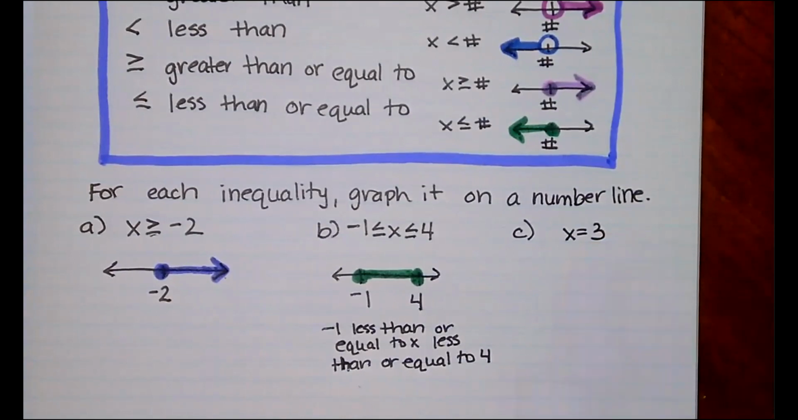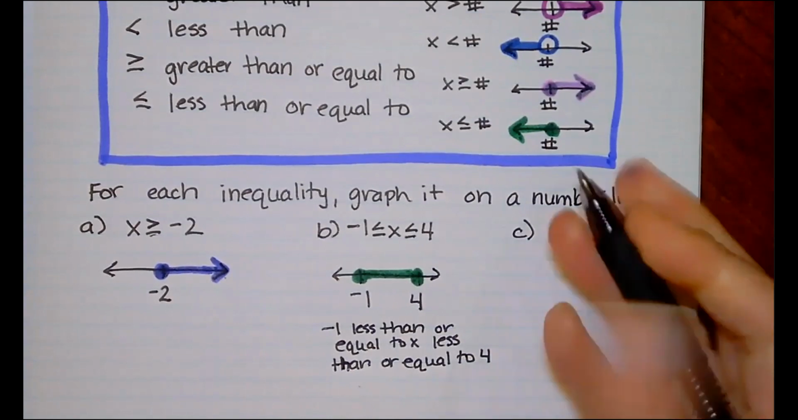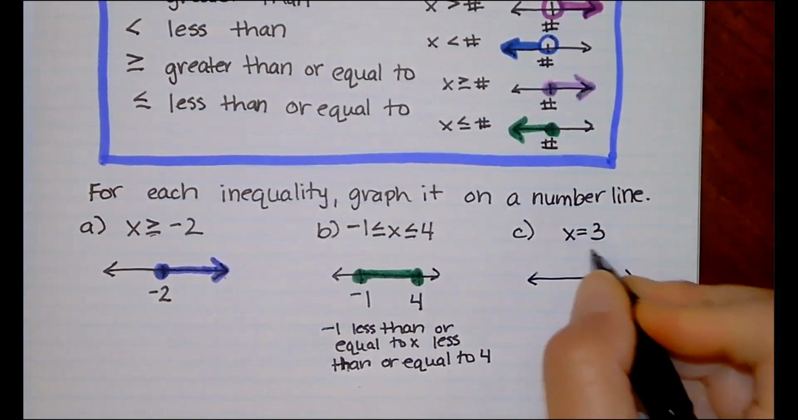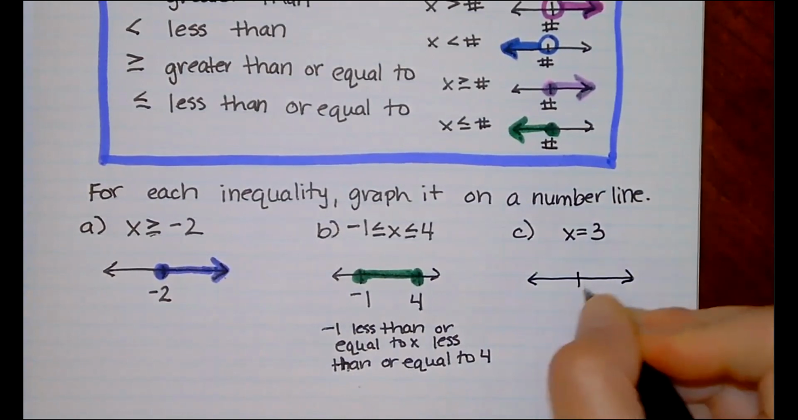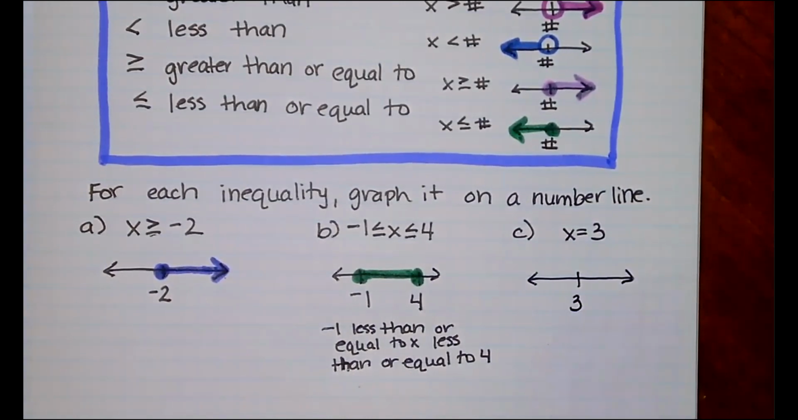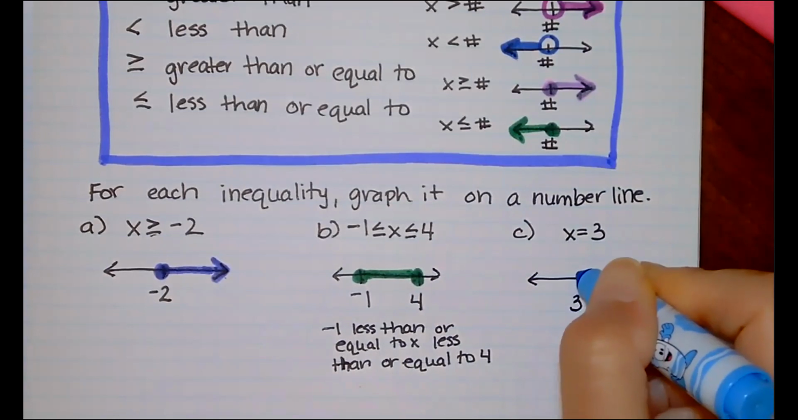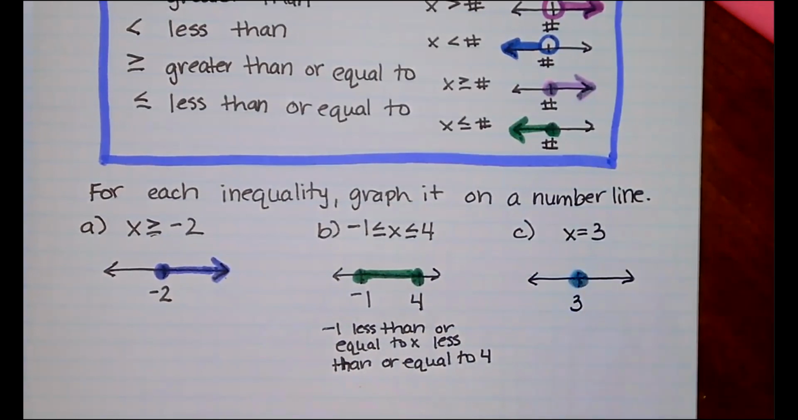Now the next one, x equals 3, is actually an equation. And if I was asked to graph this solution on a number line, I would have 3, and I would just have a closed dot because I am including 3. So it's just going to be a closed dot, and that would be your graph.